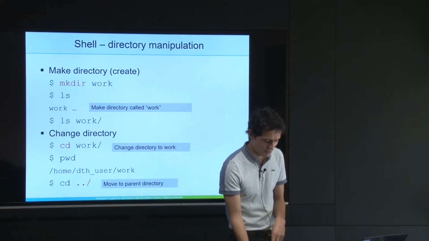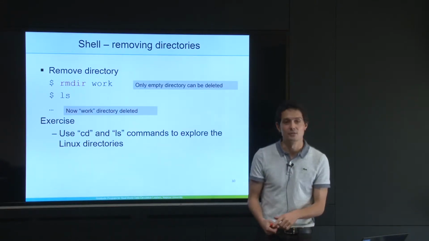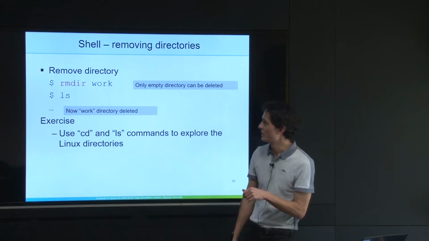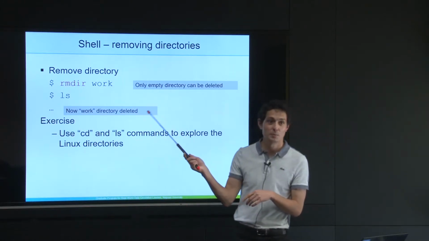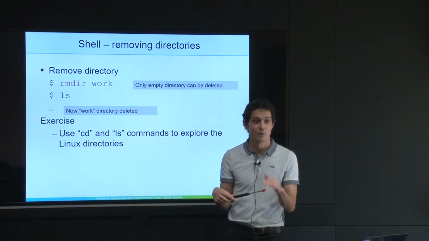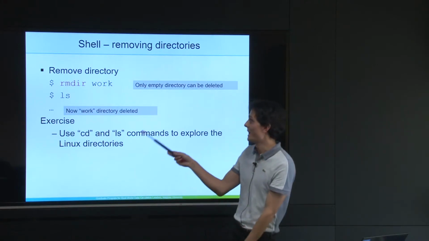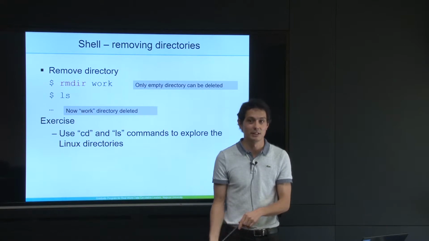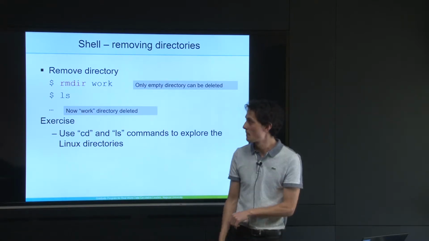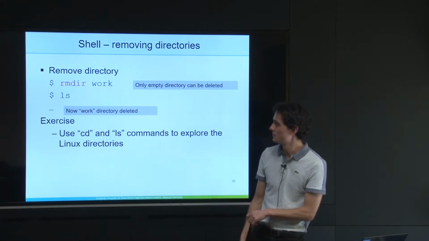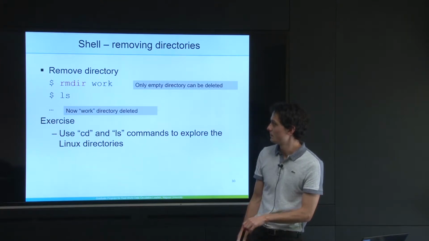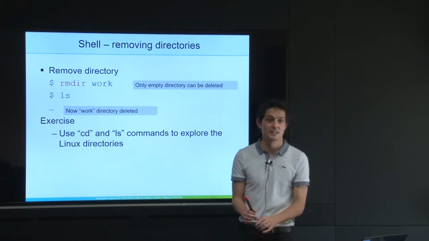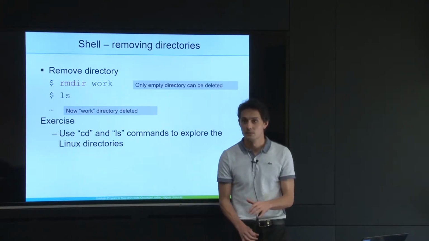Okay, if everybody's managed to do that okay, let's get rid of that directory we just made using the remove directory command. So now you should be in the home directory, one above work, and with rmdir you should be able to destroy that directory that you just made. If you type in ls again, you'll see it's no longer there. Okay?